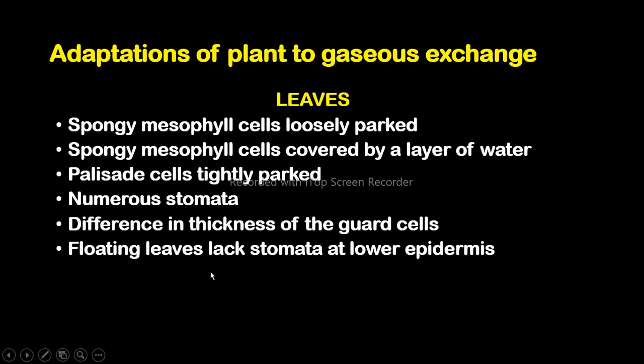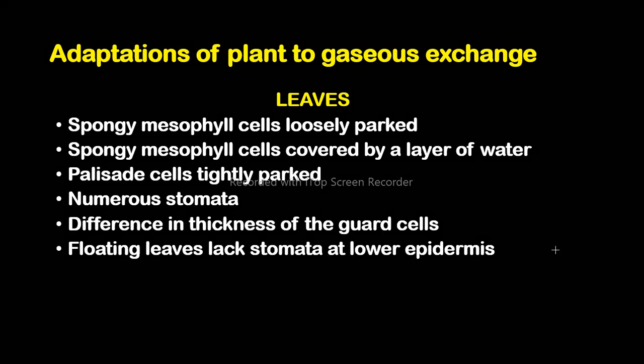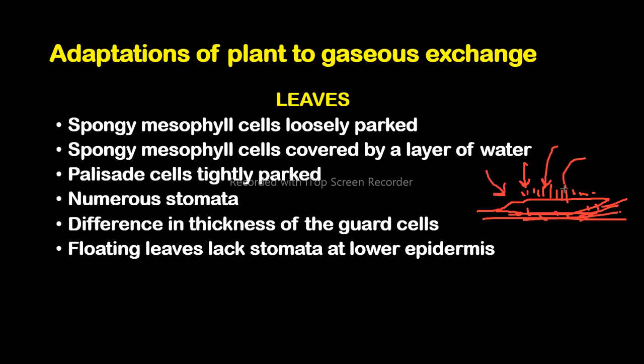Then, floating leaves lack stomata at the lower epidermis. What does that mean? These are leaves that are on the water. This is your water body and you have your leaf on top of the water body. So you don't need to have stomata down here, because no air is going to enter from here; the lower epidermis is covered with water. And so as a result, you have very many stomata on the upper epidermis than on the lower epidermis, so that you can freely diffuse in and out these respiratory gases. Not so?